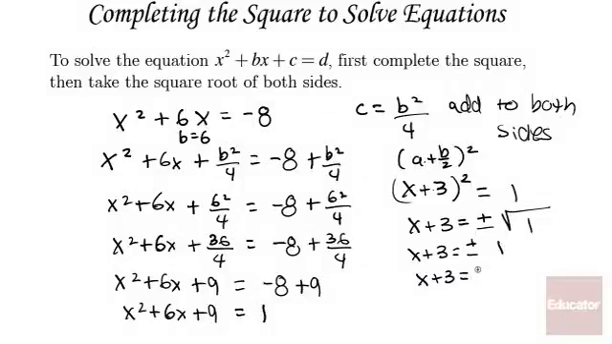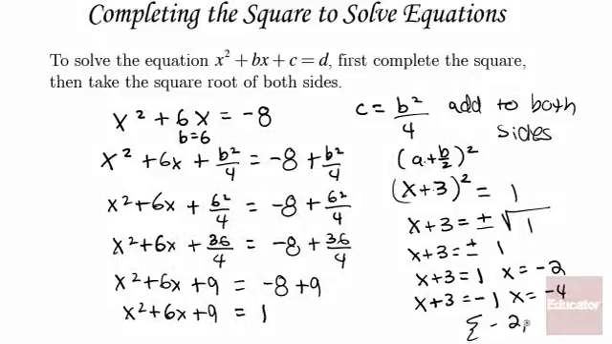X plus 3 equals 1, plus 1. X plus 3 equals negative 1. So I solve this out, and I get x equals, if I take 1 minus 3, I'll get negative 2. Negative 1 minus 3 equals negative 4. So I have two solutions, and they are negative 2 and negative 4. Those are my solutions.